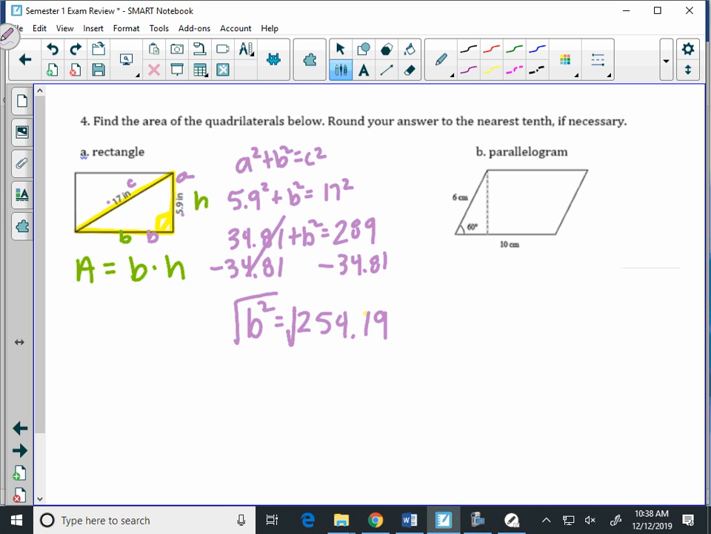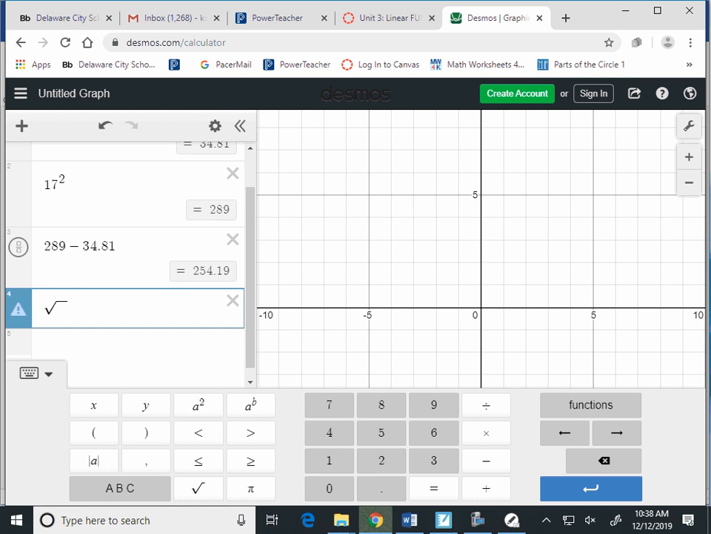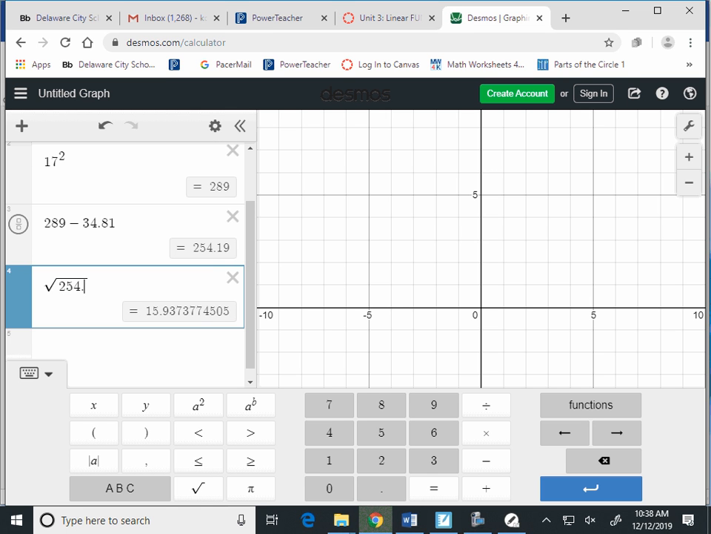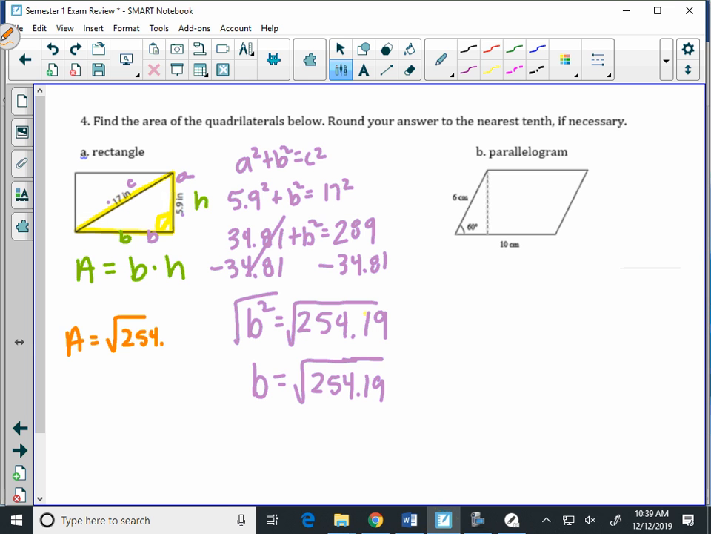To get B by itself, I'm going to square root. And I know it seems a little silly. Take the square root of it in Desmos first and see if we get a fairly decent number. And we don't. We get a really messy decimal. So I'm going to leave it as a radical to get the most accurate answer that I possibly can. It seems strange, I know, but just leave it like that. So we got that our base, so when we go to find the area, my base is this strange radical, times our height, 5.9.